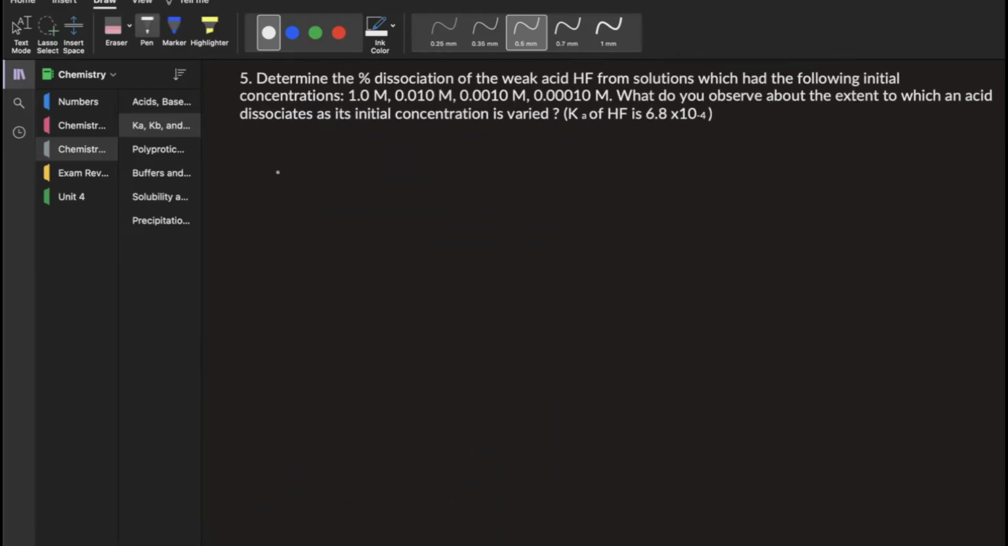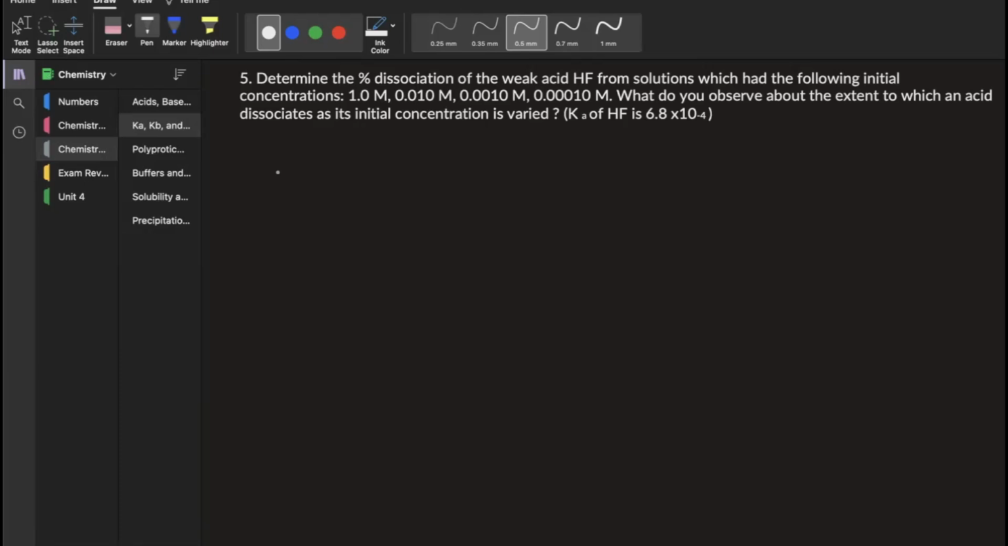The fifth problem asks, determine the percent dissociation of the weak acid HF from solutions which have the following initial concentrations: 1 molar, 0.01 molar, 0.001 molar, and 0.0001 molar. What do you observe about the extent to which an acid dissociates as its initial concentration is varied? Keep in mind that the Ka of HF is 6.8 times 10 to the negative fourth.